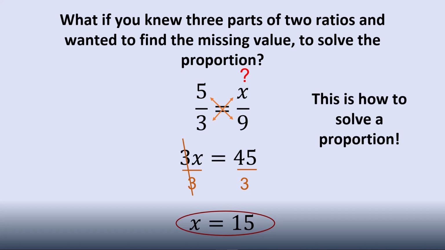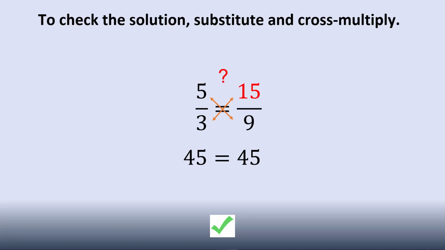Very simple. To check the solution, substitute and cross-multiply. We replace x with 15 and cross-multiply to get 45 on both sides, and therefore we check the solution and prove that it is indeed a valid solution. Let's try something a bit more complex.